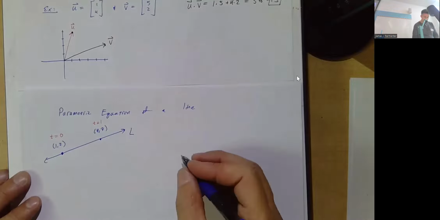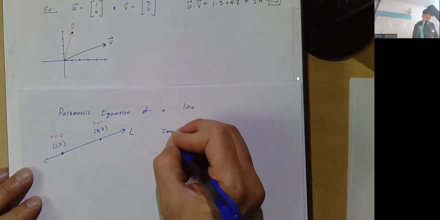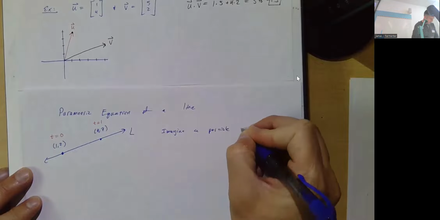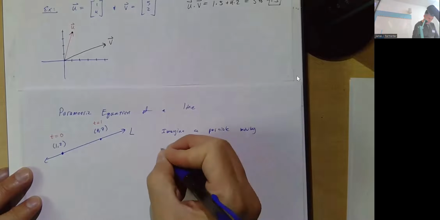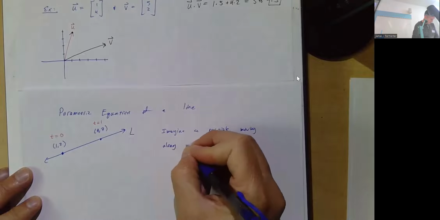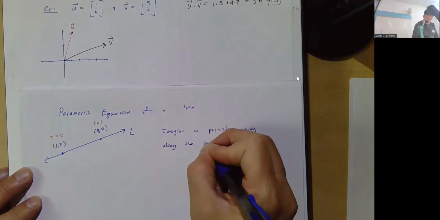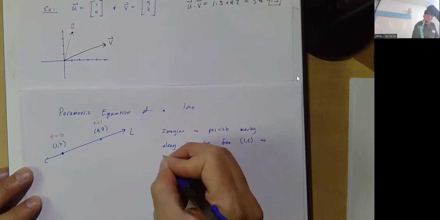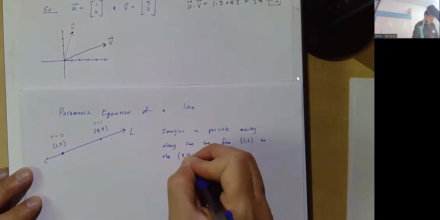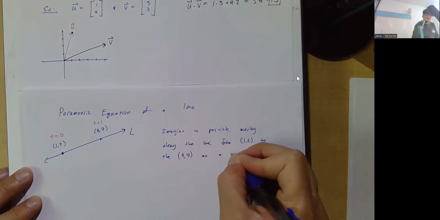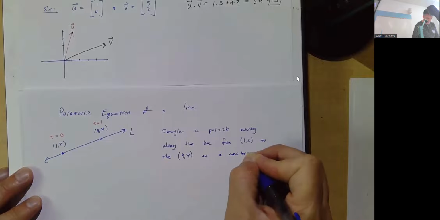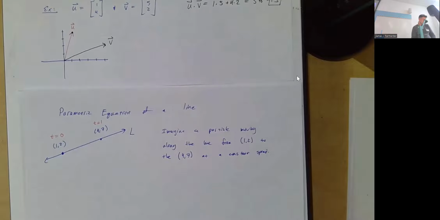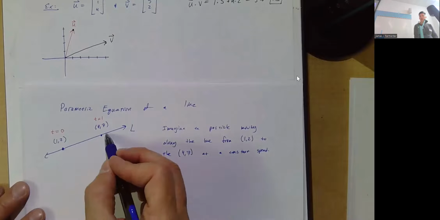So what we're going to do is imagine a particle moving along the line from the point (1, 2) to the point (4, 7) at a constant speed. So in 1 second, it's going to go from here to there.